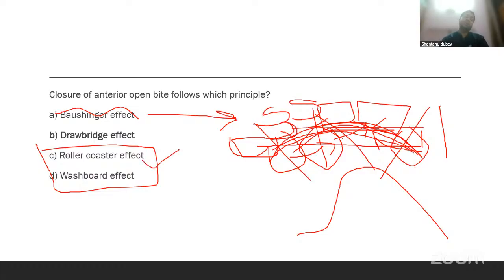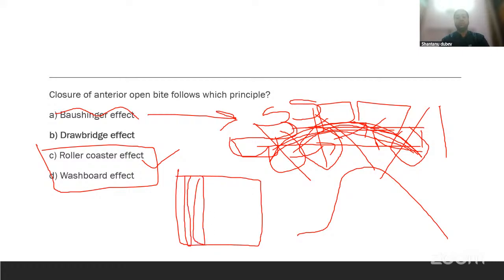What is washboard effect? A washboard is basically a board of the washerman on which he washes his clothes. He grinds his clothes on this washboard kind of thing to clean them properly. He rubs the cloth on this. That is called washboard effect.